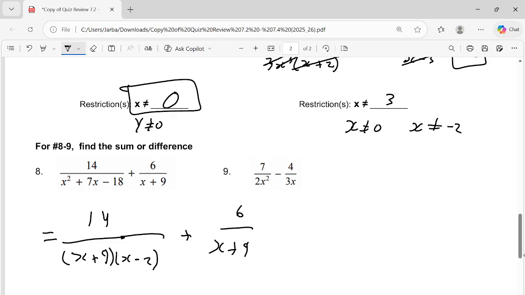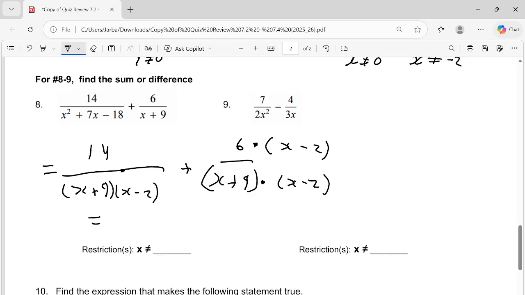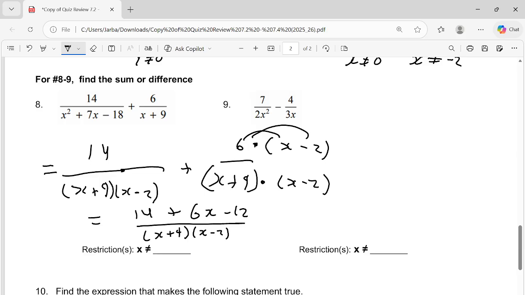What I'm going to do is multiply the top and bottom of this fraction over here by x minus 2, because then I can have the same denominator, so I can just add these fractions, right? If I distribute that, this is going to be 14 plus 6x, and then 6 times minus 2, minus 12 over x plus 9 times x minus 2.